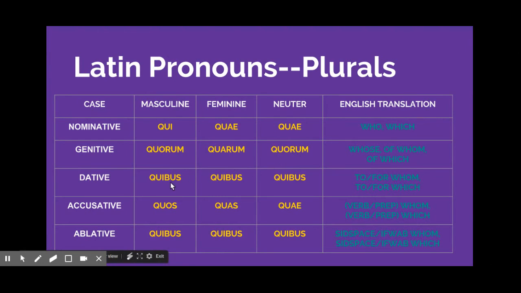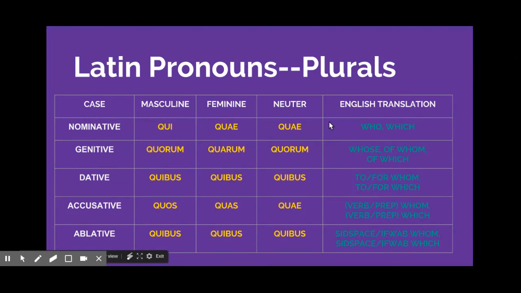The dative and the ablatives are all identical. And then the accusatives are what you would anticipate an accusative plural to be, with os, as, and then you have that neuter qui being repeated. Conveniently for you, the English translations of the plurals are identical to the English translations of the singular. In English, we don't make a differentiation between who as a singular versus who as a plural. Latin will make that determination, though, so you do need to make sure that you know all of the forms.